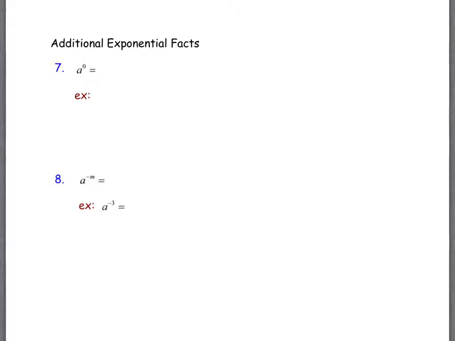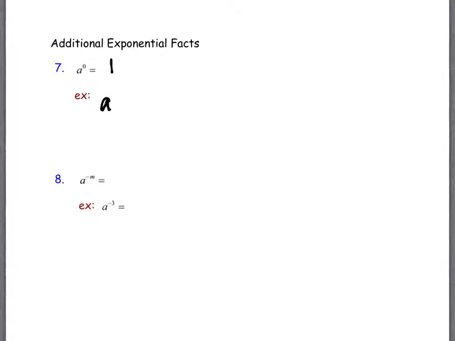On number 7, do you guys remember what a to the 0 is? 1. Sorry, I was getting confused. I have just worked on some properties of exponents in Math 1. So a to the 0 is actually equal to 1, and I want to show you why, and this is probably the most interesting one as far as I'm concerned.